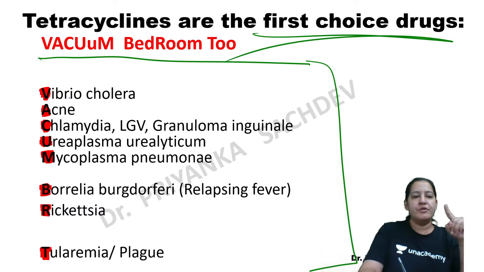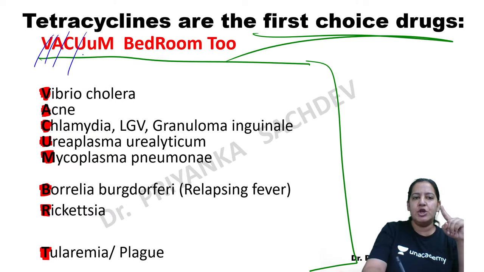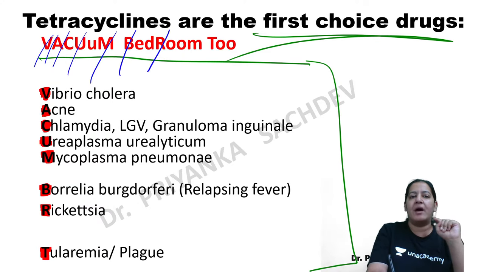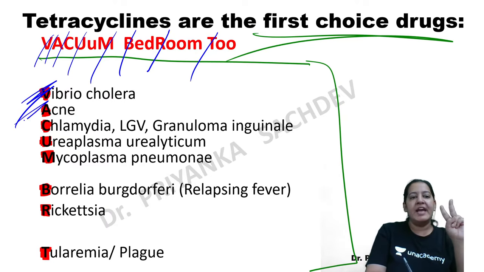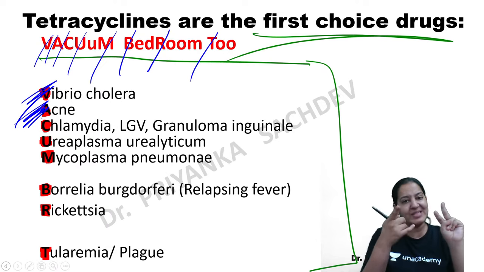I will tell you the list. So vacuum, V-A-C-U-M. Don't say W. V-A-C-U-M. Vacuum the bedroom, BR, BR2. Okay. So, vacuum, I will write it again. V for Vibrio, Vibrio cholerae, causing cholera. So tetracycline is the drug of choice for cholera. A for acne. I told you, doxycycline is a drug of choice in acne.